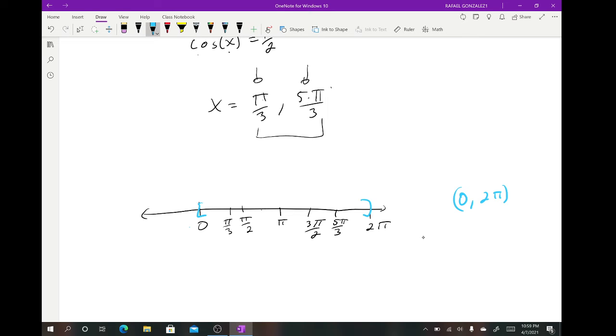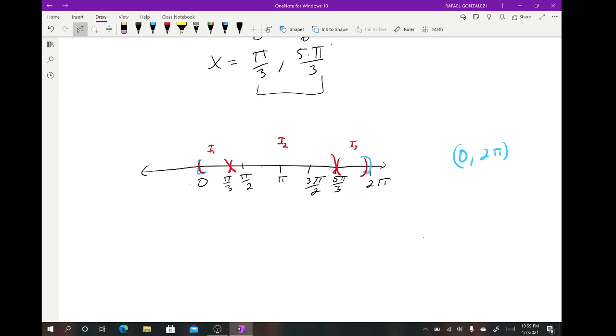So what I'm going to do is break up this interval into 3 pieces. Those pieces will be the interval from 0 to pi over 3, the interval from pi over 3 to 5 pi over 3 all the way up here, and then the interval from 5 pi over 3 to 2 pi. I call this I1, I call this one I2 for interval 2, and this I3 for interval 3. All right, this looks convoluted for now, but we'll clean it up in a second.